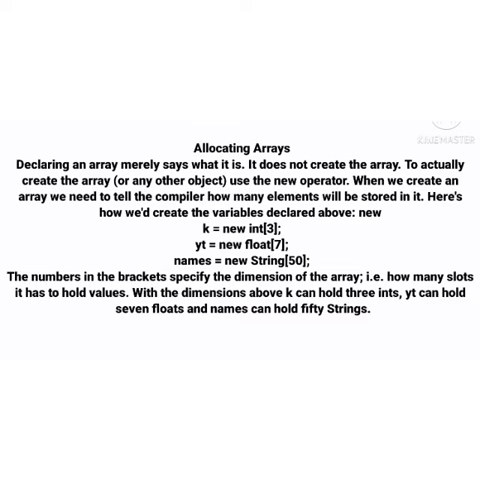The number in the brackets specifies the dimension of the array, meaning the number of variables stored in this array, or how many slots it has to hold values. With the dimensions above, k can hold 3 ints, yt can hold 7 floats and names can hold 50 strings. In allocating arrays, we use the dimension of the array in the square brackets to hold the values of these arrays.